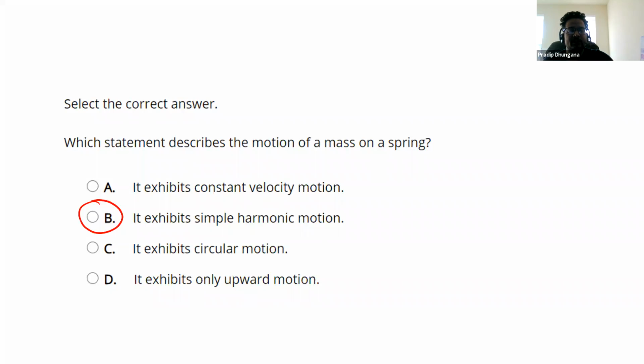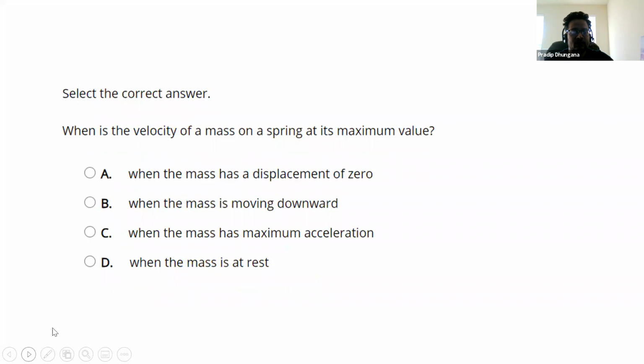Correct choice is B. It exhibits simple harmonic motion. Now let's go to the next question. The question is, when is the velocity of a mass on a spring at its maximum value? So that means when the velocity of the mass that is attached to a spring has a maximum value. So I'll answer this question as well.